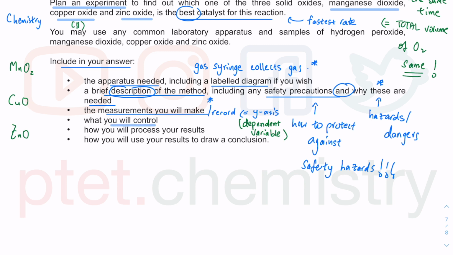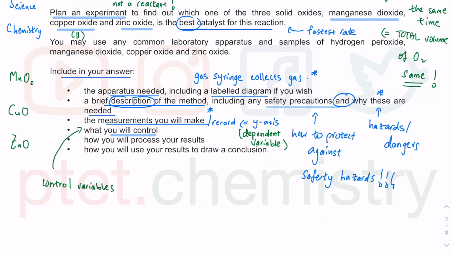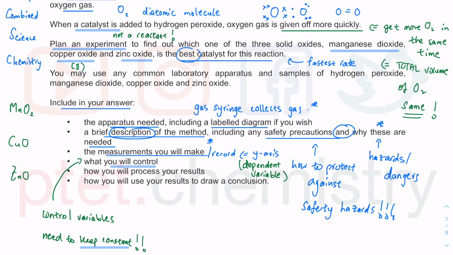Control variables. So we talk about control variables. They can affect your measurement. They can affect your rate of reaction in this case. They can affect the time. Well, in this case, you are measuring the volume of gas at a given time. So they can affect your rate of reaction, so you need to keep them constant. Control variables are something that will affect the result of your experiment. Therefore, you have to keep them constant because we are not investigating them. We are investigating which one is the best catalyst. Therefore, we don't change temperature, we don't change concentration, because we are given hydrogen peroxide in water.